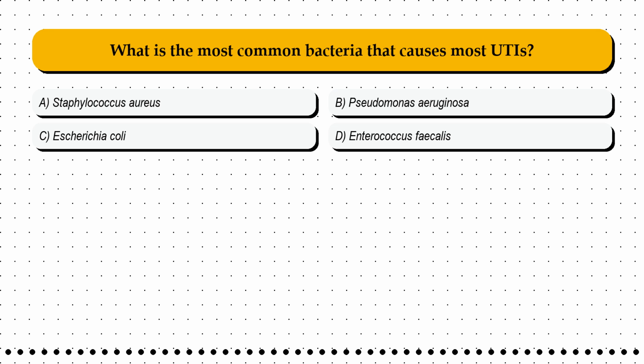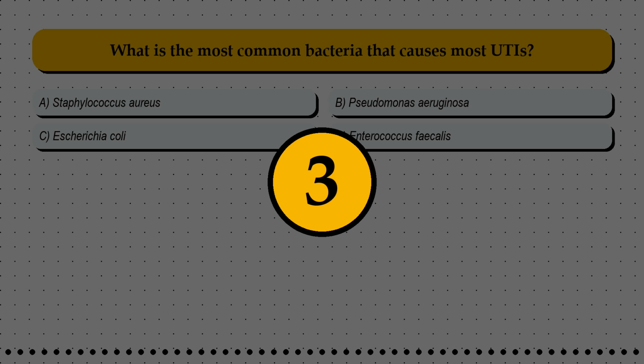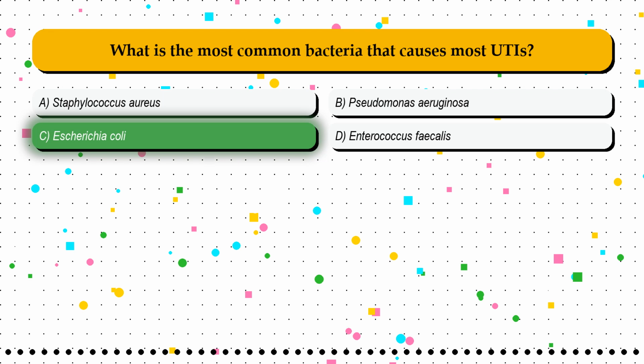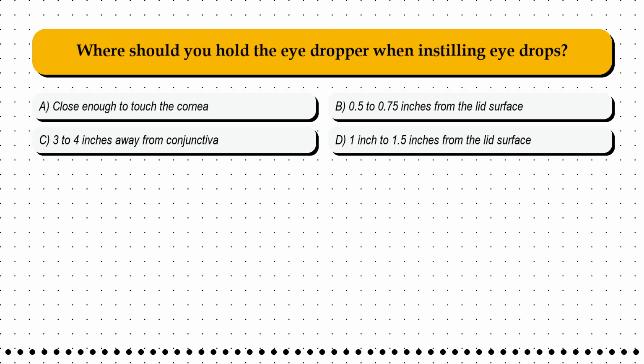Option A, Staphylococcus aureus. Option B, Pseudomonas aeruginosa. Option C, Escherichia coli. Option D, Enterococcus faecalis. The correct answer is option C, Escherichia coli. Question 289. Where should you hold the eyedropper when instilling eye drops? Option A, close enough to touch the cornea.